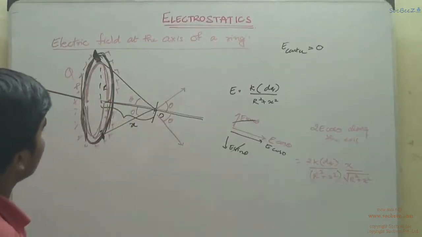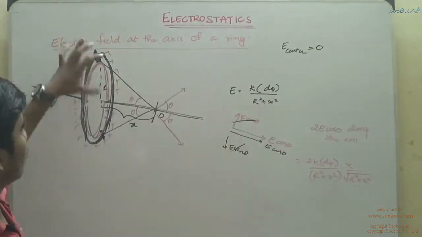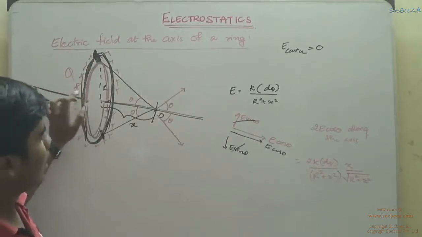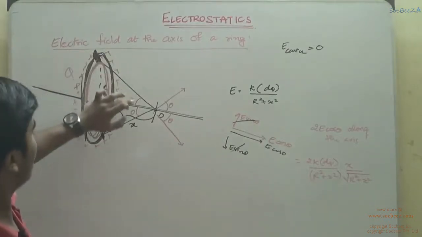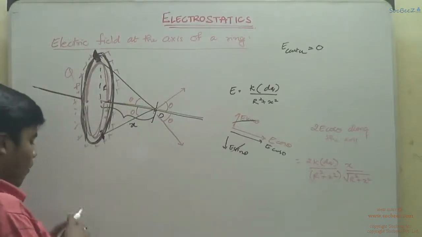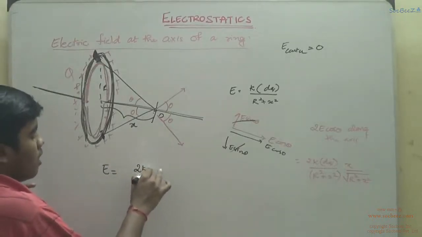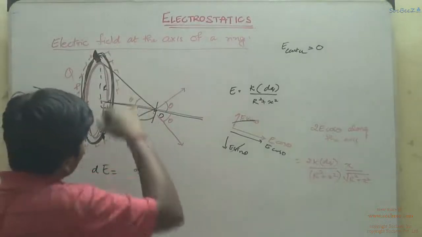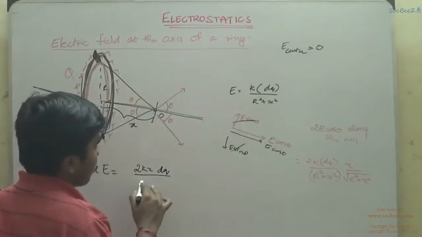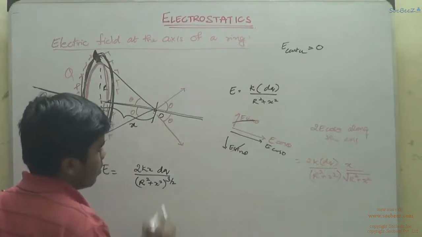Hope you are understanding. When I write 2E cos theta, it is not due to only one point, it's because of two diametrically opposite points. So for that reason, while integrating the electric field, I consider the charge present only in one half of the ring. So the small electric field due to two point elements will be equal to 2 times kx dq by r square plus x square power 3 by 2.